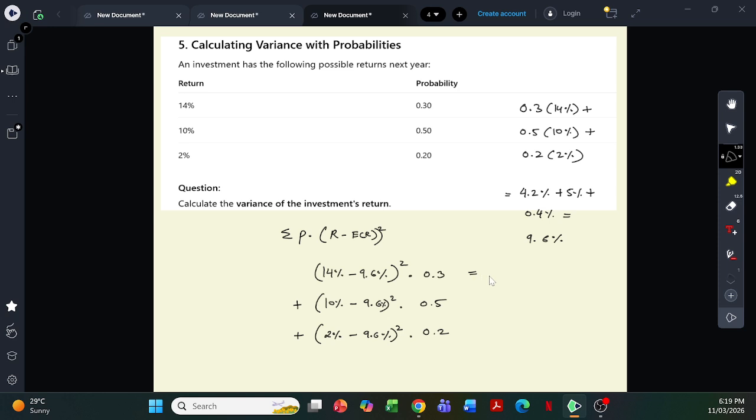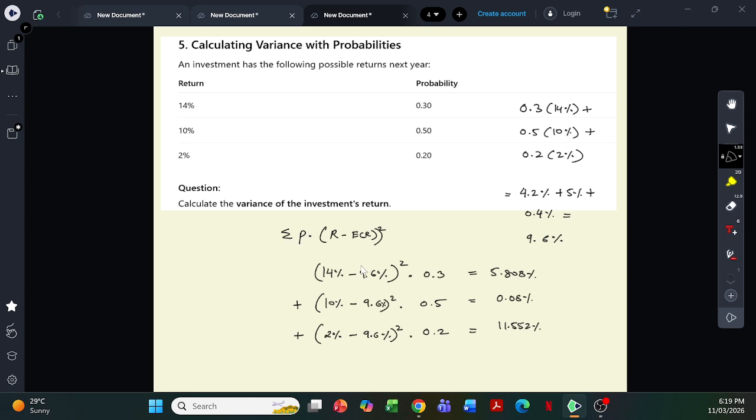Okay, so this is going to be 4.4. Take the square of it, which is 19.36, and then multiply it with the probability, which is 0.3, so that's 5.808. Okay, this is going to be 10 minus 9.6, which is 0.4. Square it, multiply with 0.5, 0.08. And the last thing is 2 minus, so that's negative 7.6 squared multiplied by 0.2, you get 11.552%.